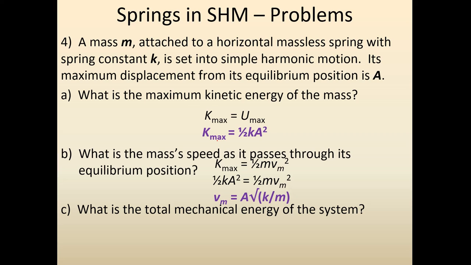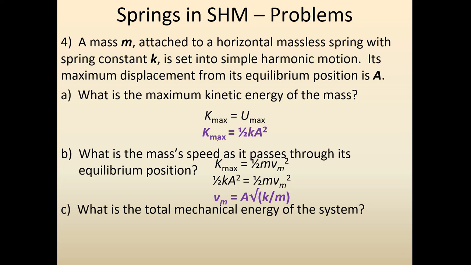All right, and then part C asks, what's the total mechanical energy of the system? Now, this actually is trickier than what a lot of people might think. The thing that you have to remember, first off, is that mechanical energy is potential plus kinetic. So right there, that's something that a lot of people forget. But you have to remember that when it comes to finding the total energy, you have to pick a single point. In particular, the two notable points are the equilibrium point or the amplitude.